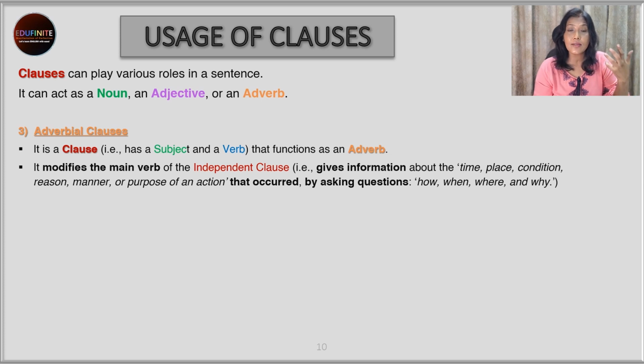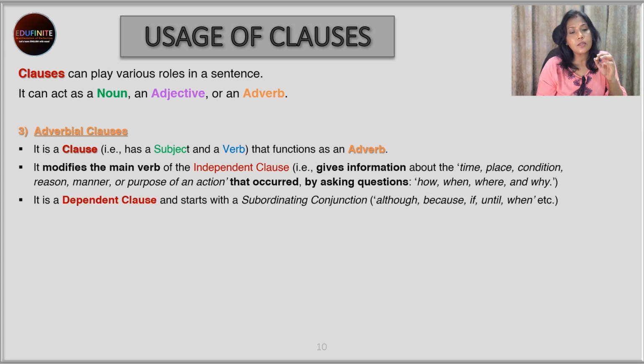That is found by asking questions. What questions? How, when, where, and why. When we ask these questions and get the answers, then they are all adverbial clauses. So it is also a dependent clause naturally and starts with a subordinating conjunction: although, because, if, until, when, etc. So it begins with the subordinating conjunctions.